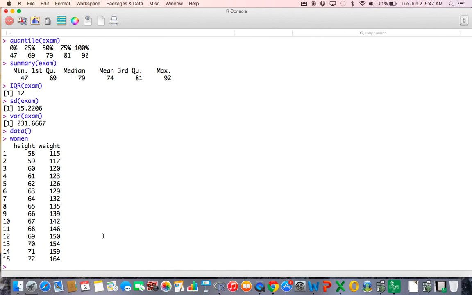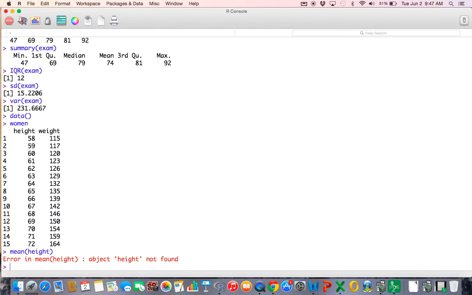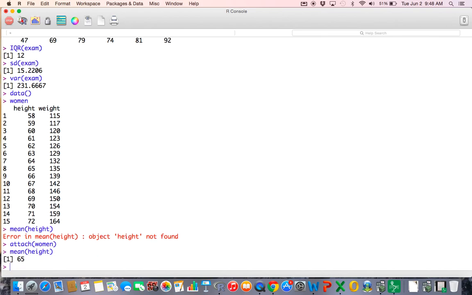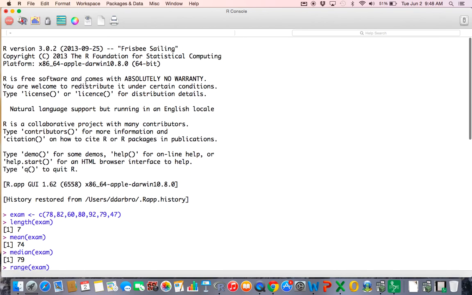But I can't find the mean of it. It'll tell me an error because it didn't find it. I will have to attach the data set before I can actually do anything with it. So now if I take the mean of height, I can see the mean is 65. So guys, more of that to come. We'll get into examining data sets and different kind of cool stuff. So guys, that's all I got. Take care.